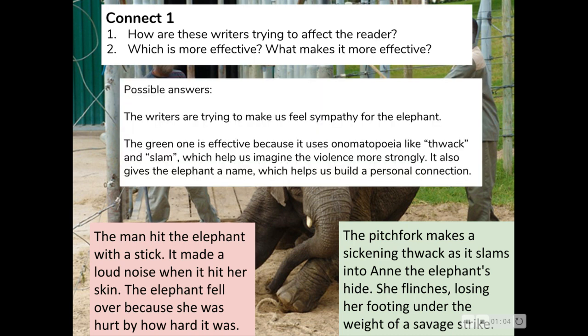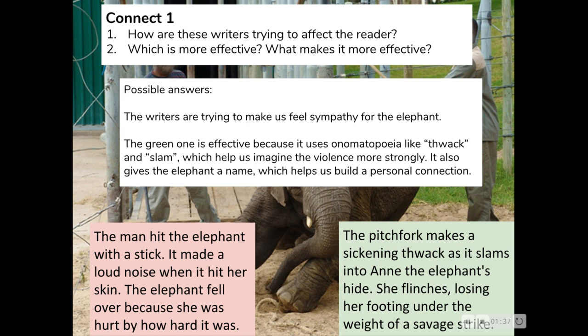Okay. So, possible answers that you might have written down. You might have said that these writers are trying to make us feel sympathy for the elephant. They're trying to make us feel badly for the elephant. And perhaps you've said something like the green one is more effective because it uses onomatopoeia like thwack and slam. And these can help us imagine the violence more strongly.